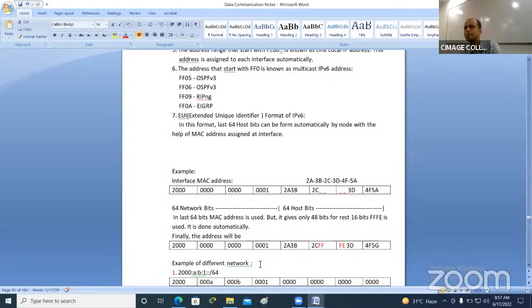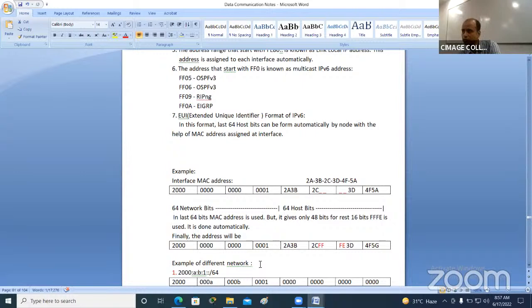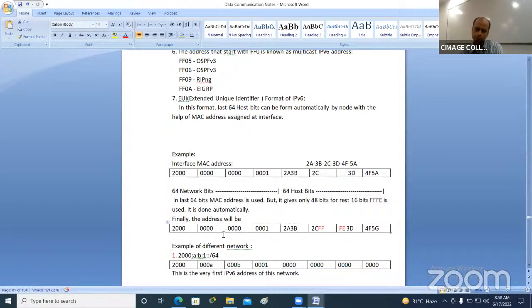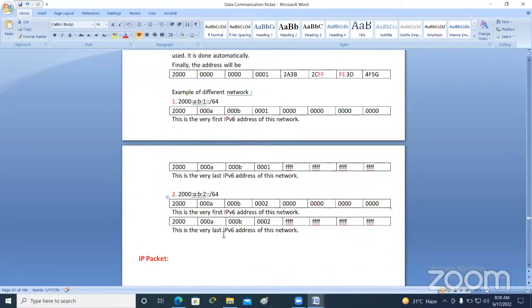Okay. So can I have, sir, 2 groups as the network part and the others as the host part? For example, I think you are asking for an example. Yes, sir. Just see this example.